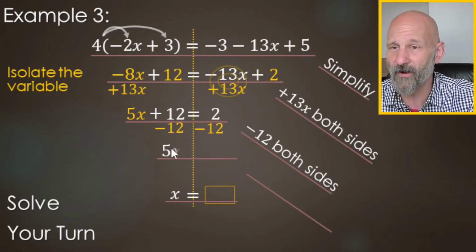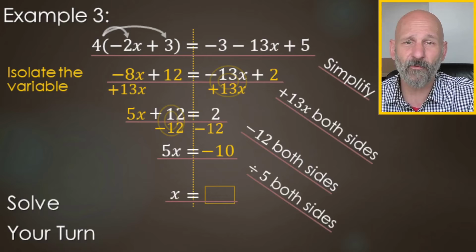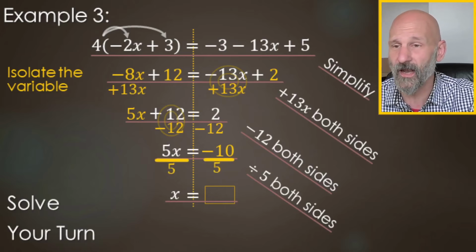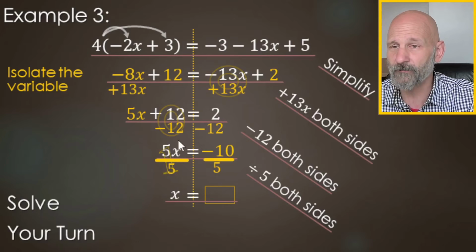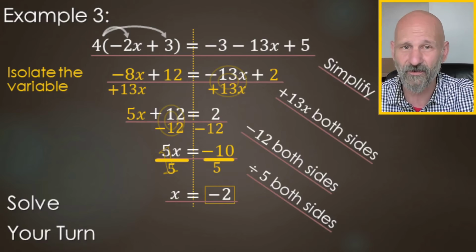So here we have a 5x plus no more numbers equals 2 minus 12. This is going to make a negative 10. Now we undo that times 5 with a divide by 5 to both sides. 5 over 5 makes 1x. Negative divided by positive is going to be negative. 10 divided by 5 is a 2, so negative 2. X equals negative 2. That's the value for x, the variable that makes the equation true.